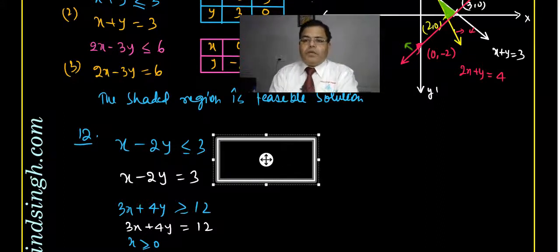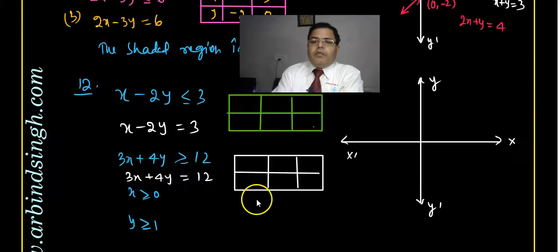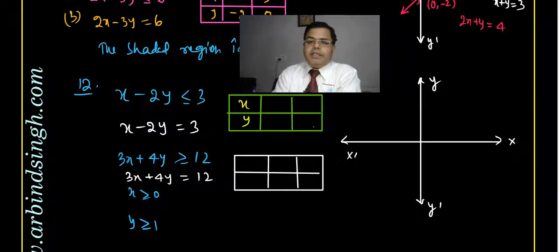Now we have to fill this table, and in this table we can have a value x and y. If x is equal to 0, y is -3/2, that is -1.5. And if y is equal to 0, then x is 3. Similarly here, if I put the value of x and y, x is equal to 0, then y is 3, and y is equal to 0, then x is 4.